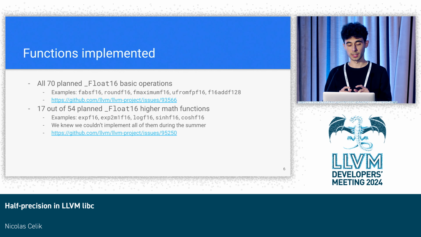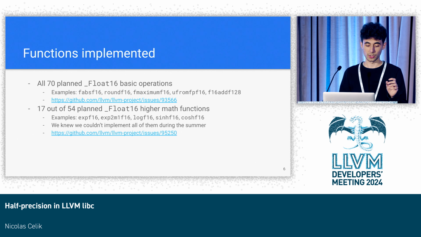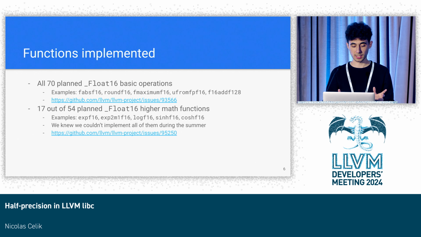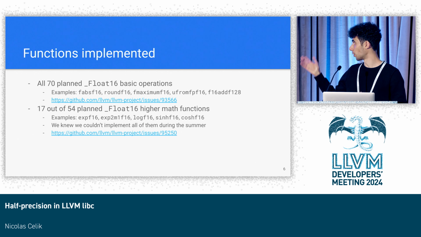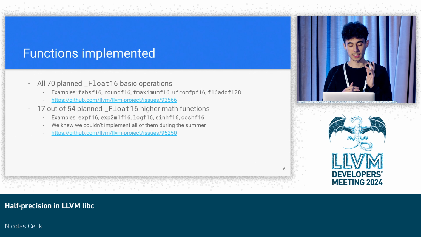You should know that we split math functions into two categories, basic operations and higher math functions. We've implemented all 70 float16 basic operations that we plan to implement. These include the absolute value function, rounding functions, maximum, and many more. Here's the link to the tracking issue if you're interested in the full list.